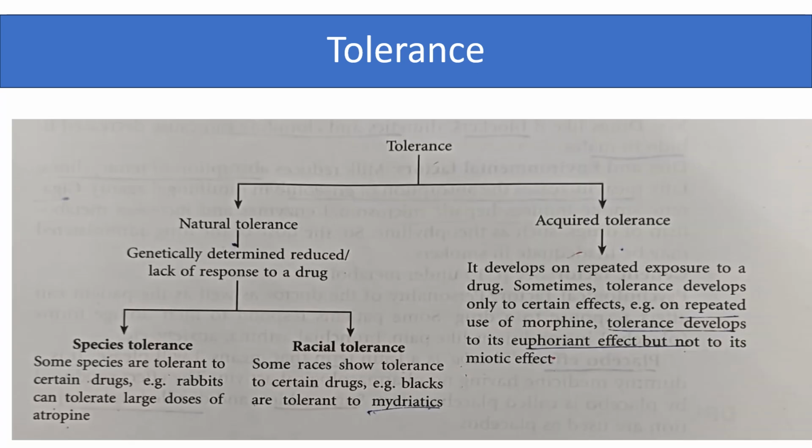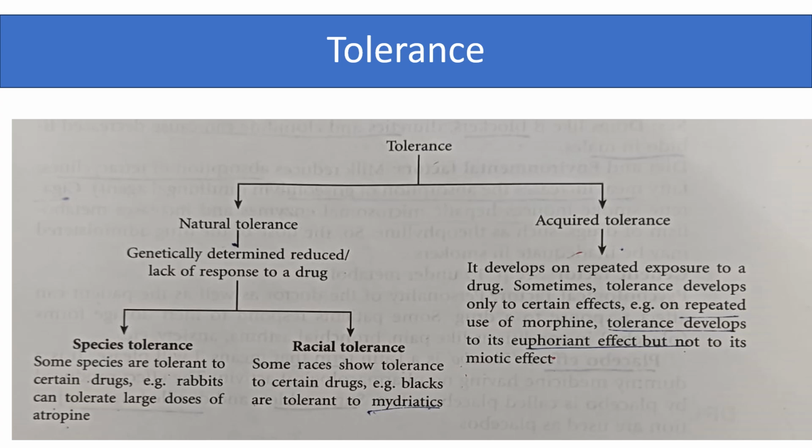Now, types of tolerance. There are two types of tolerance: natural tolerance and acquired tolerance. Natural tolerance is when subjects are genetically determined to have reduced or lack of response to a particular drug. There are two types: species tolerance and race tolerance. Species tolerance: some species are tolerant to certain drugs, like rabbits can tolerate larger doses of atropine. Race tolerance: some races show tolerance to certain drugs, like black people are tolerant to mydriatics.